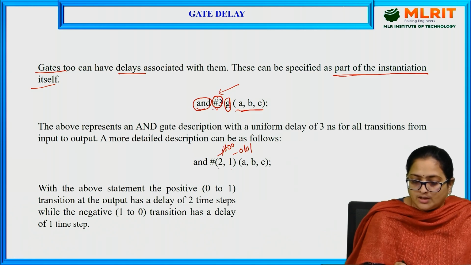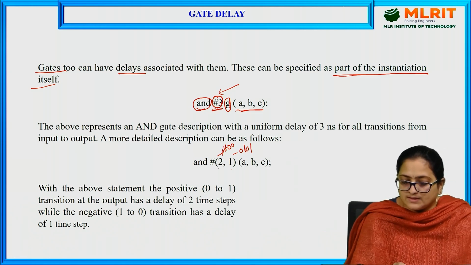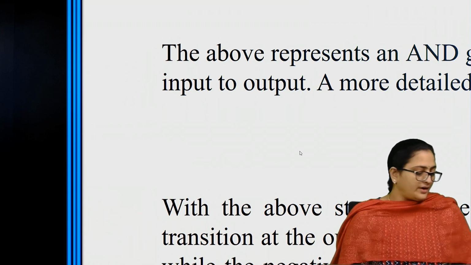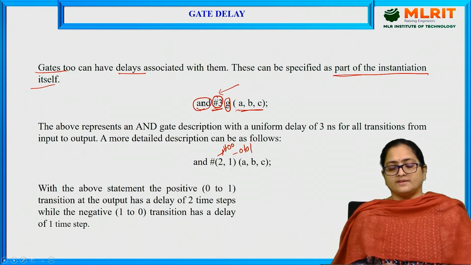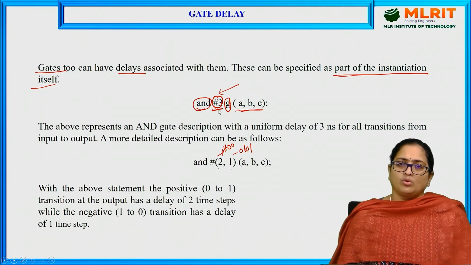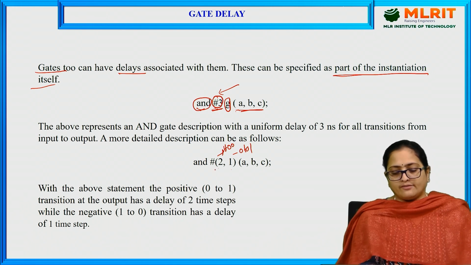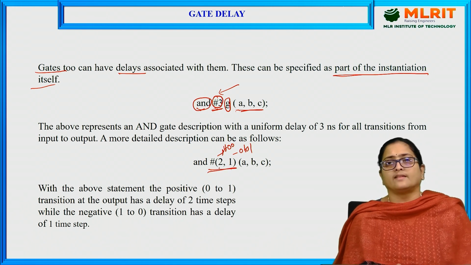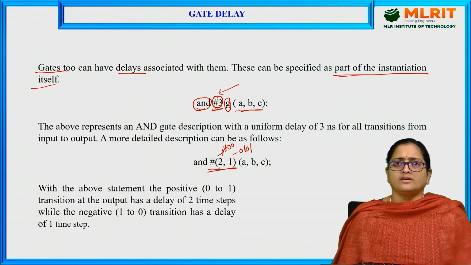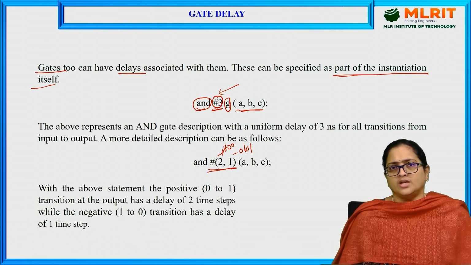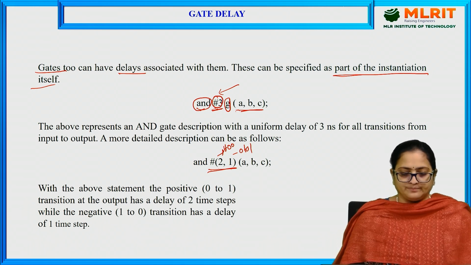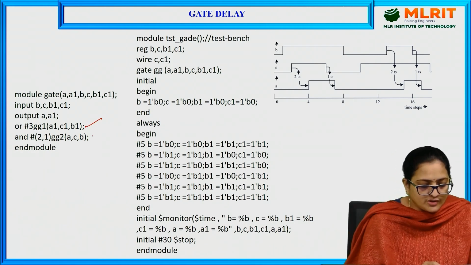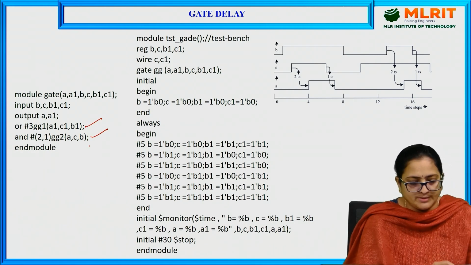The concept is the same. If you specify a single value, the delay applies to both positive and negative transition. If you mention two values, then this represents the delay for positive transition and negative transition. An example has been taken here for the single delay and also for the dual delay.